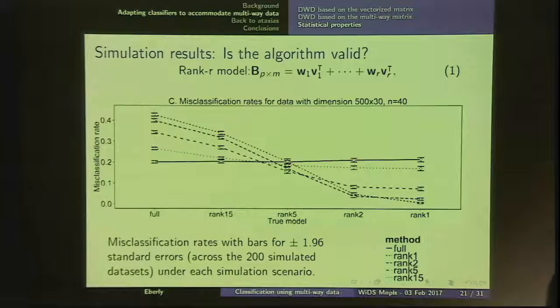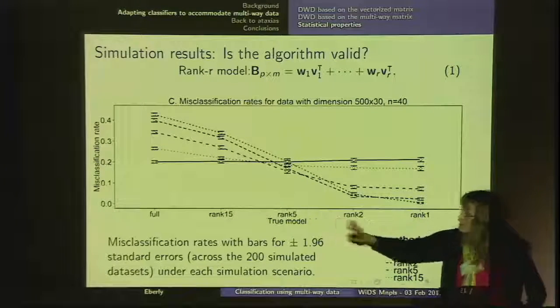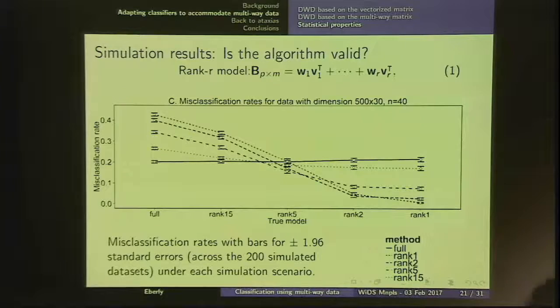Here are some higher order, higher rank models. And this is how the general rank R model is expressed. And we see the same pattern holds. The rank model that is the truth has the best misclassification rate consistently across the different types of models.